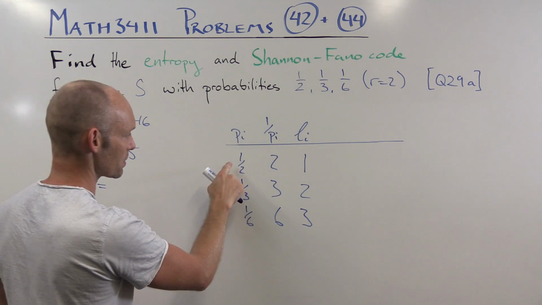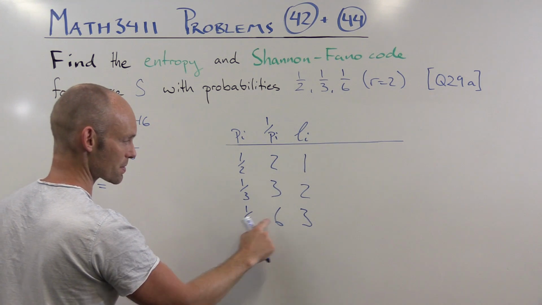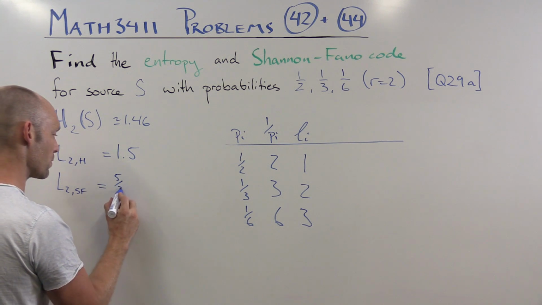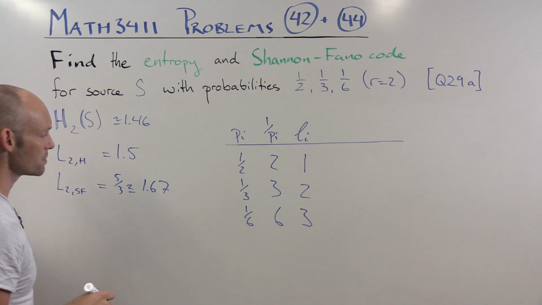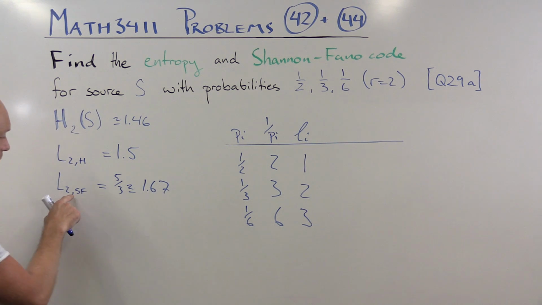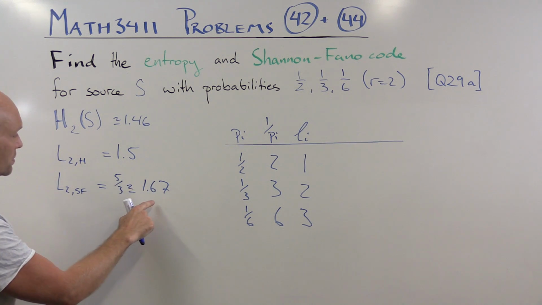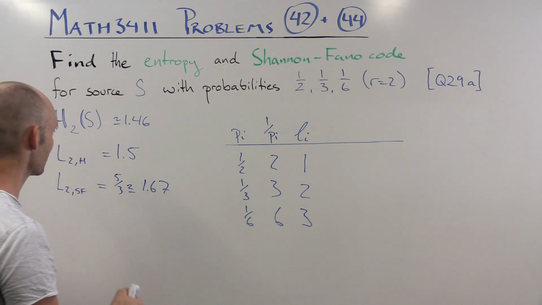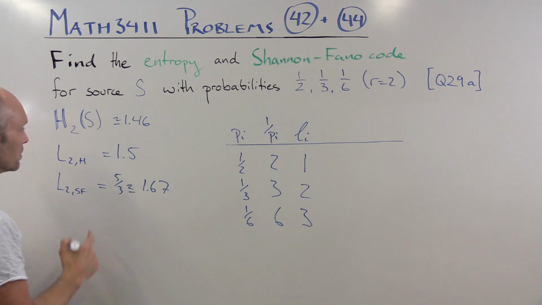If we take these probabilities, a half times 1, a third times 2, and a sixth times 3, in fact it'll give us 5/3, which is roughly around 1.67. So you see that the average length of the Shannon-Fano code is greater than the average length of the Huffman code, which we've proved to be minimal in that sense, which again is bounded below by the entropy here.